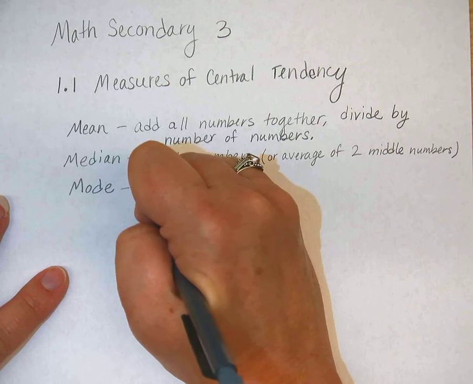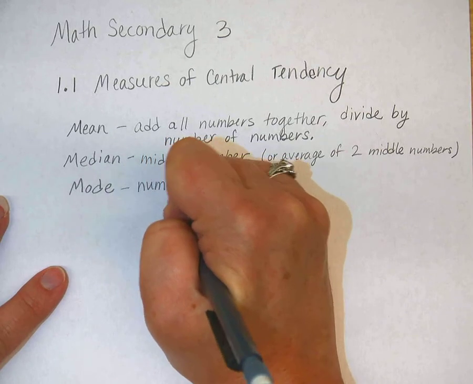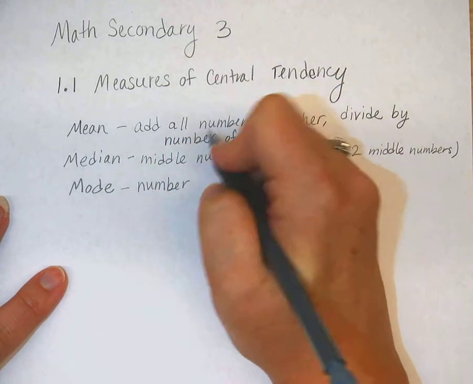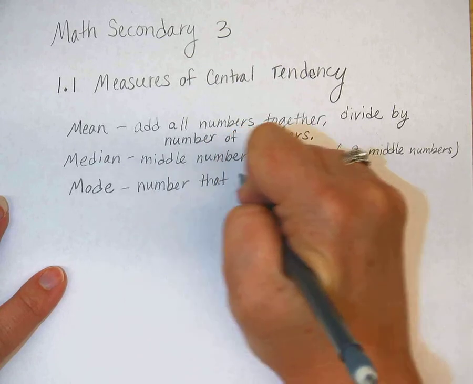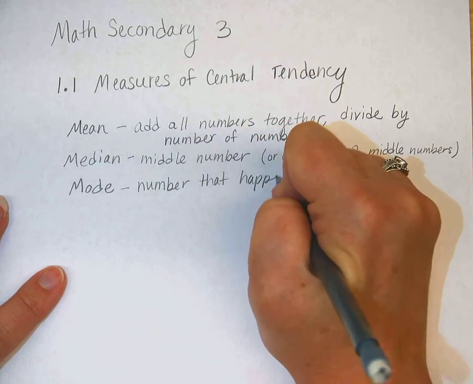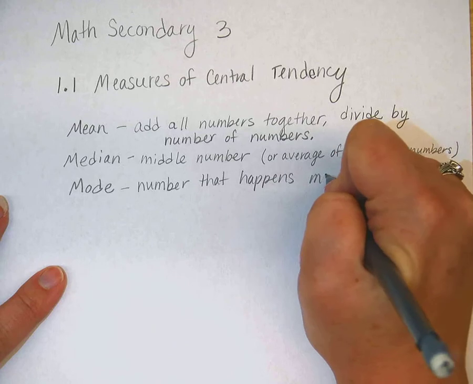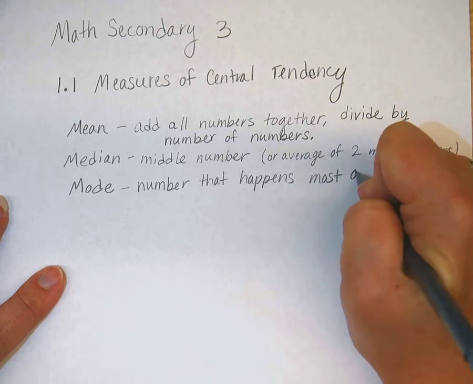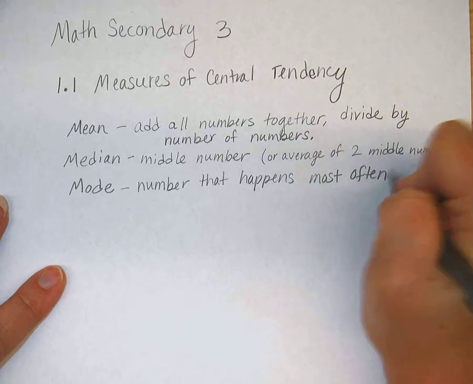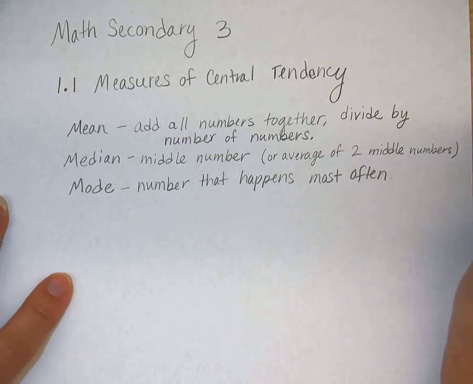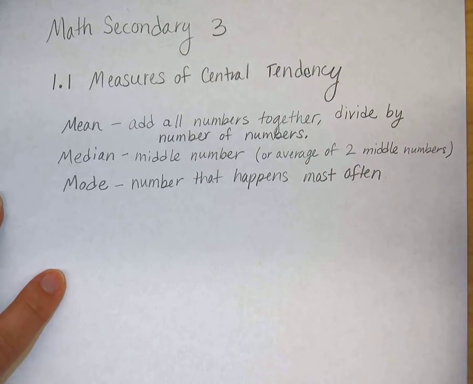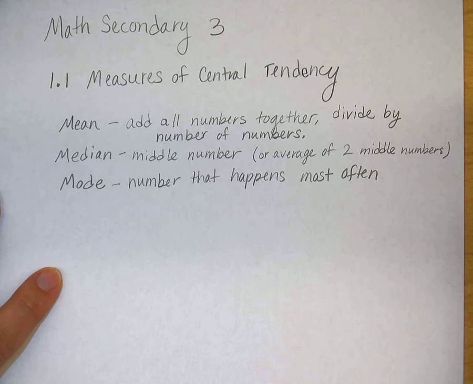The mode is the number in the set of numbers that happens the most often. There can be no mode, or there can be multiple modes. If all of the numbers happen only once, or if all of the numbers happen the same number of times, then there is no mode.